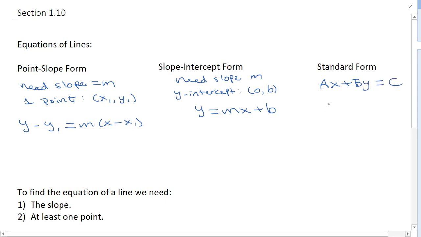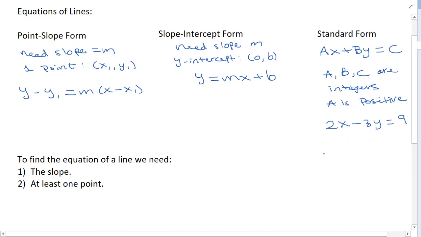Now, standard form of the equation of a line is something like ax plus by equals c, where a, b, and c are integers, so no fractions, and a is usually positive. An example of this would be something like 2x minus 3y equals 9. So this is an example of an equation in standard form. But if you have something like 1/2 x plus y equals 4, this is not in standard form.